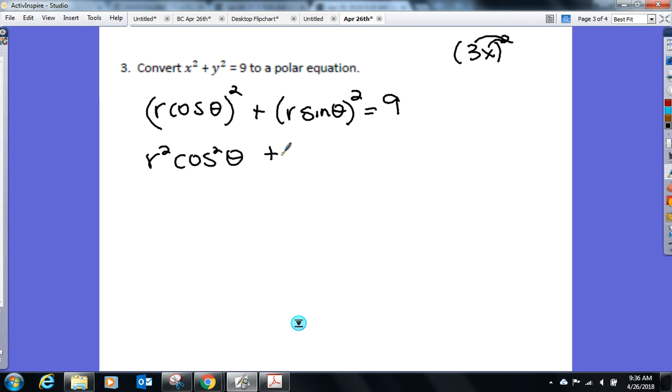Next one, what's that going to turn into? R squared and sine squared theta equal to 9. We're trying to solve for r. Look back at the last problem. Take out a GCF, which is now not r, but r squared. Now watch the magic that's about to happen when you take out an r squared.